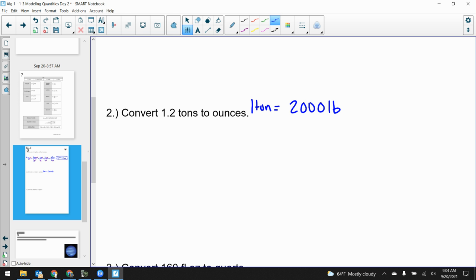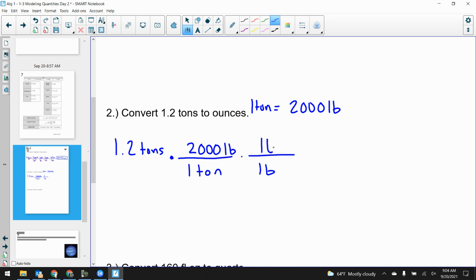Okay, let's convert 1.2 tons to ounces. Now, do I have a tons to ounces conversion on here? No. But I do know that one ton is 2,000 pounds. So if I've got 1.2 tons, I'm going to multiply that by 1 ton is 2,000 pounds. Do I have pounds to ounces? Yes. So I can say 1 pound is 16 ounces.